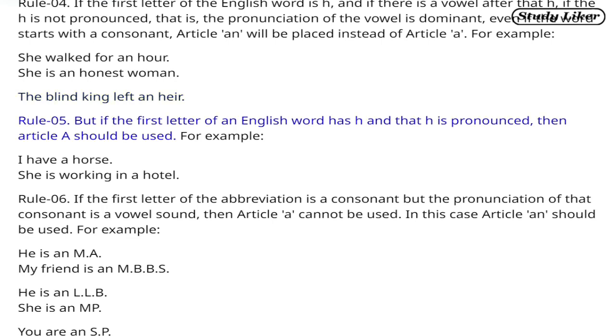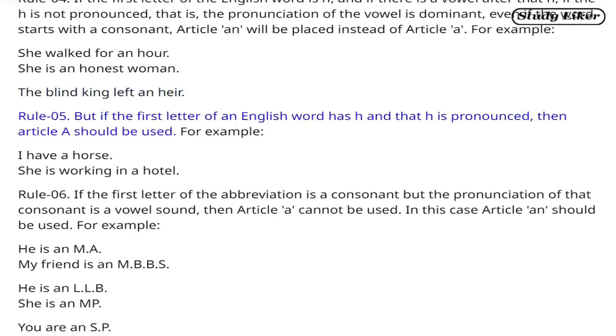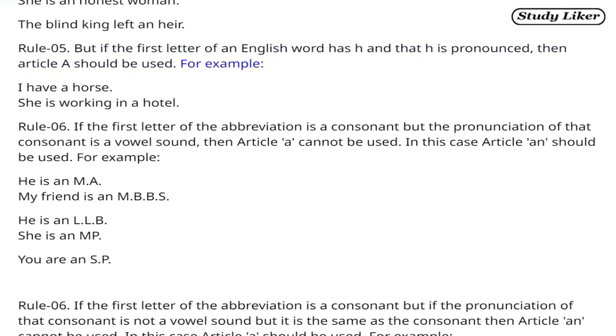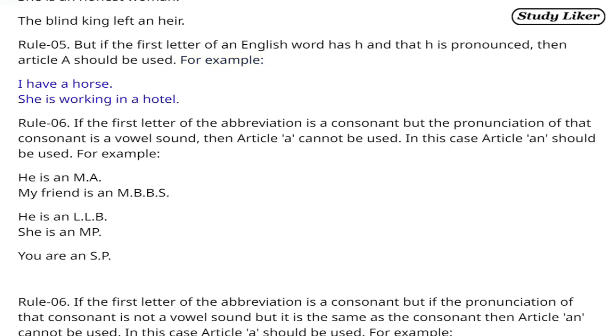Rule 05. But if the first letter of an English word has H and that H is pronounced, then article a should be used. For example, I have a horse. She is working in a hotel.